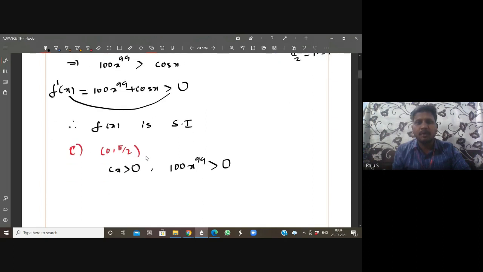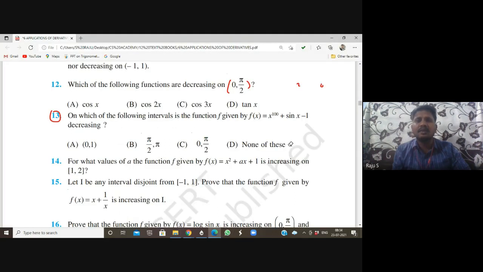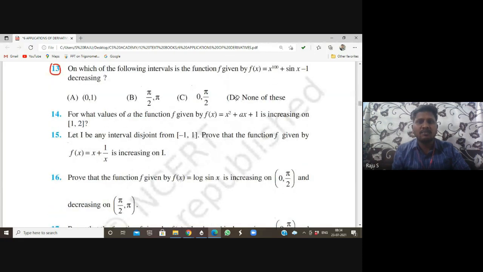Because positive values only, which implies what about f dash of x? Adding both, 100 x to the power of 99 plus cos x is also greater than 0. So in this interval also f of x is increasing. So finally what can we conclude? None of these is the right answer. First subinterval increasing, second is increasing, third is increasing. So the correct option is none of these. D option is correct.